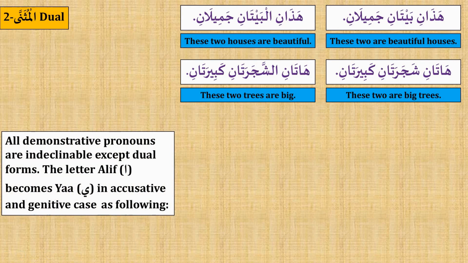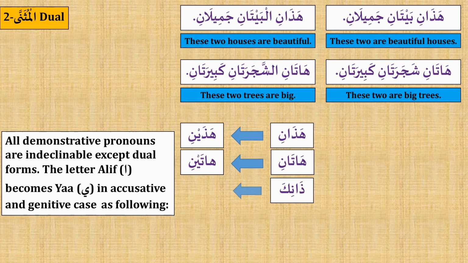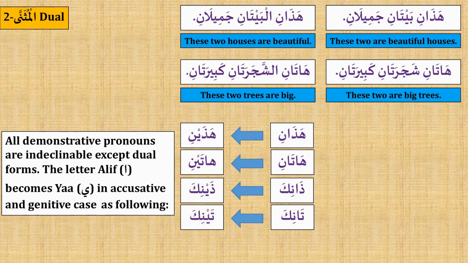Please note that all demonstrative pronouns are indeclinable except dual forms. In dual forms, the letter alif becomes ya in the accusative and genitive cases as follows. هذان will be هذين. هاتان will be هاتين. ذانك will be ذينك. And تانك will be تينك.